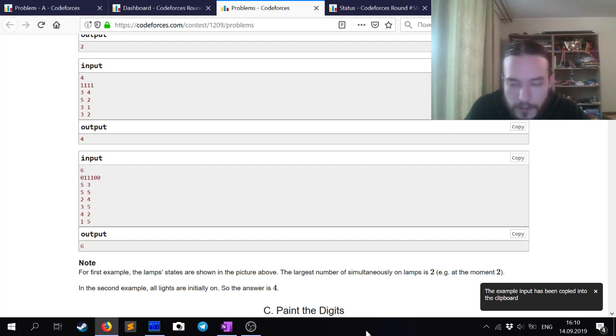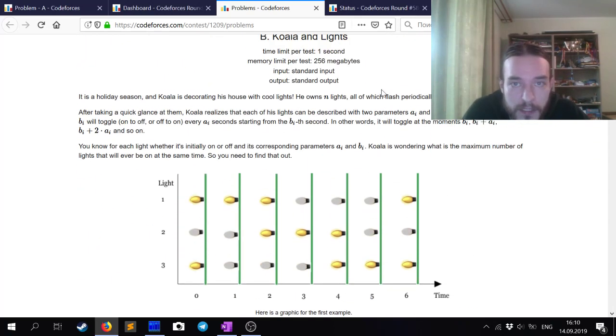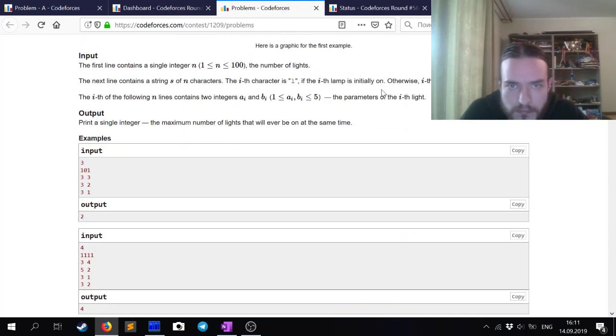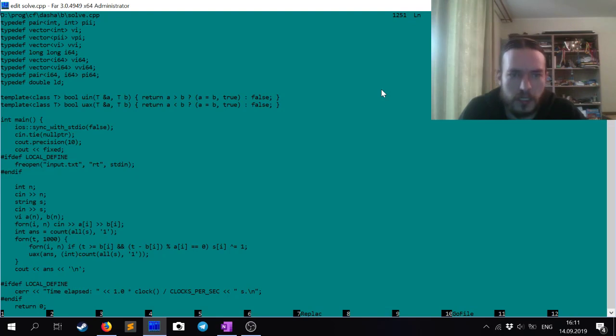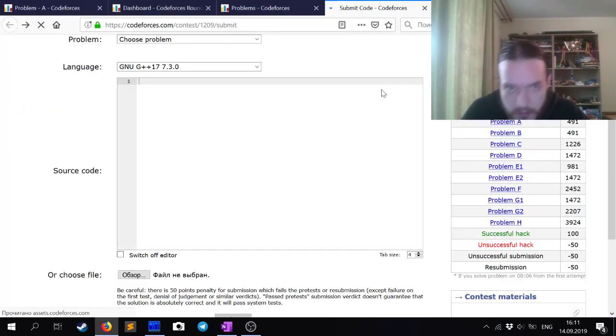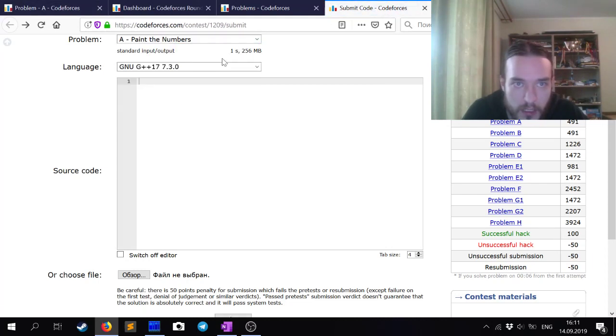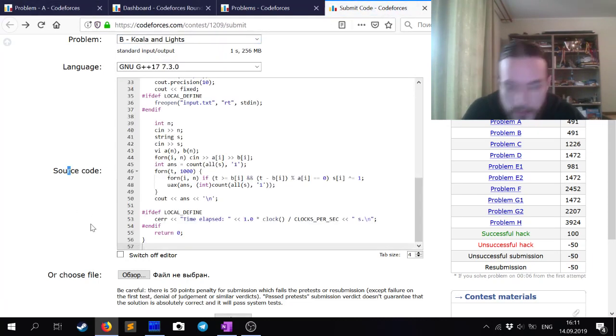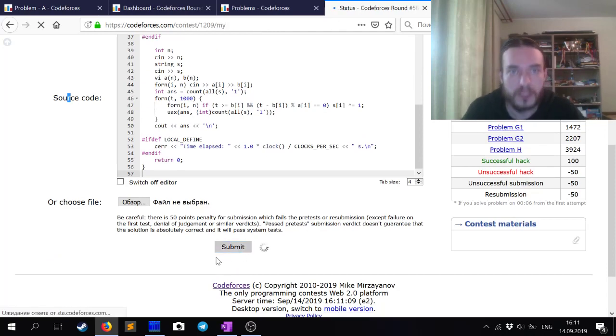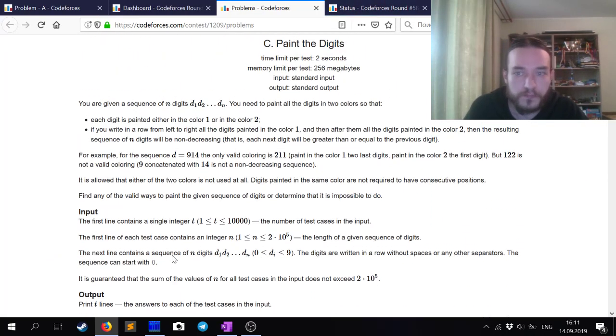How exactly do they toggle? I just wonder. Do they toggle at the start? Yeah. I believe that's all we need. I didn't read that very carefully, but it should be fine. Okay. Let's go to the next problem now.